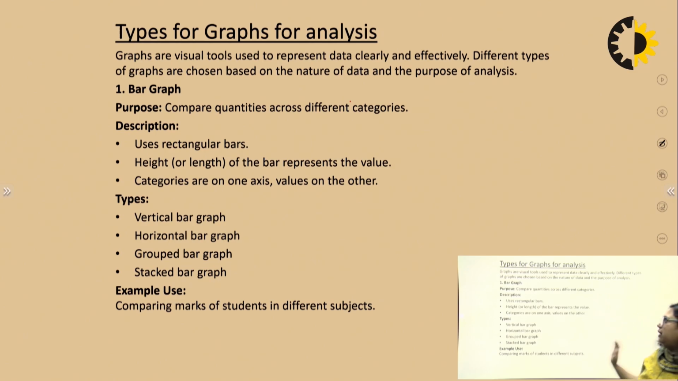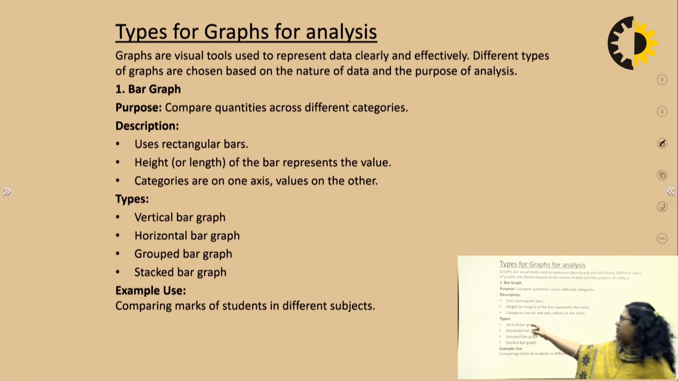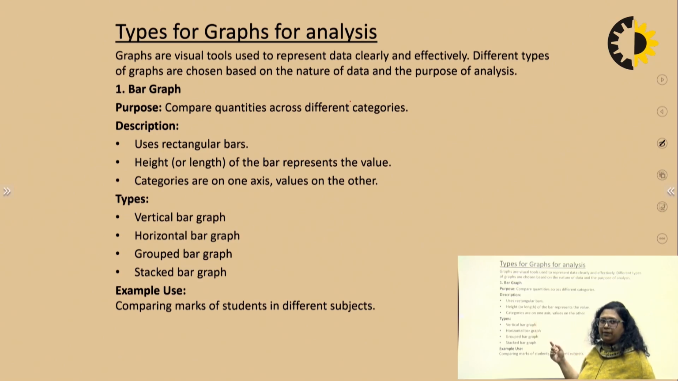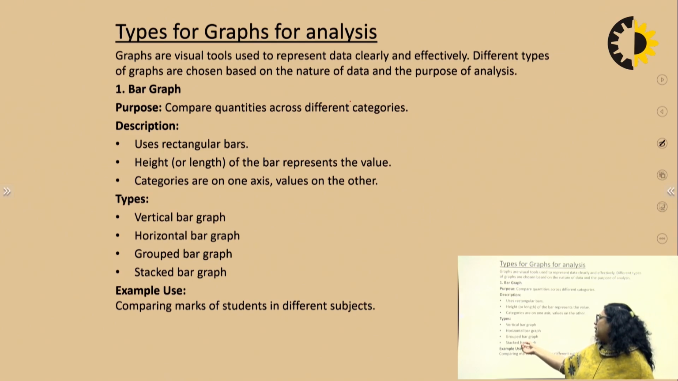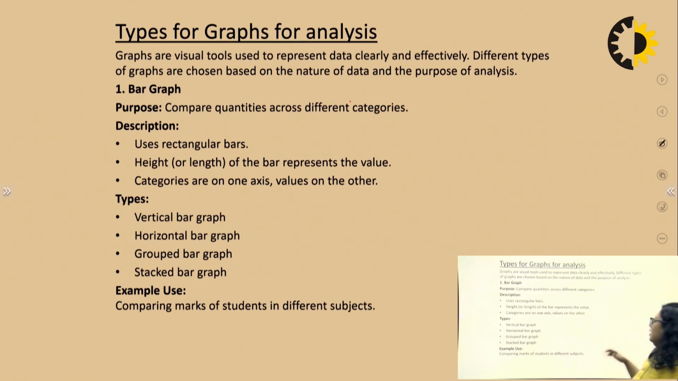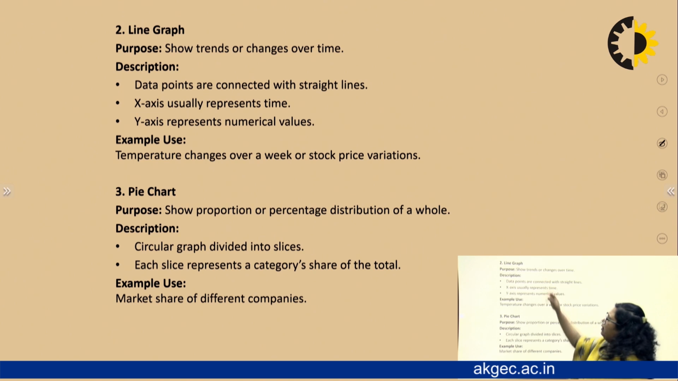So what are the different types of bar graphs? Vertical, horizontal, grouped, and stacked. A vertical bar graph is represented in vertical format, and a horizontal bar graph in horizontal format. A number of bars grouped together is a grouped bar graph, and in a stacked bar graph the bars are represented in the form of a stack. What is an example? A bar graph comparing the marks of students in different subjects. We use the bar graph for representing the marks of students in different subjects.